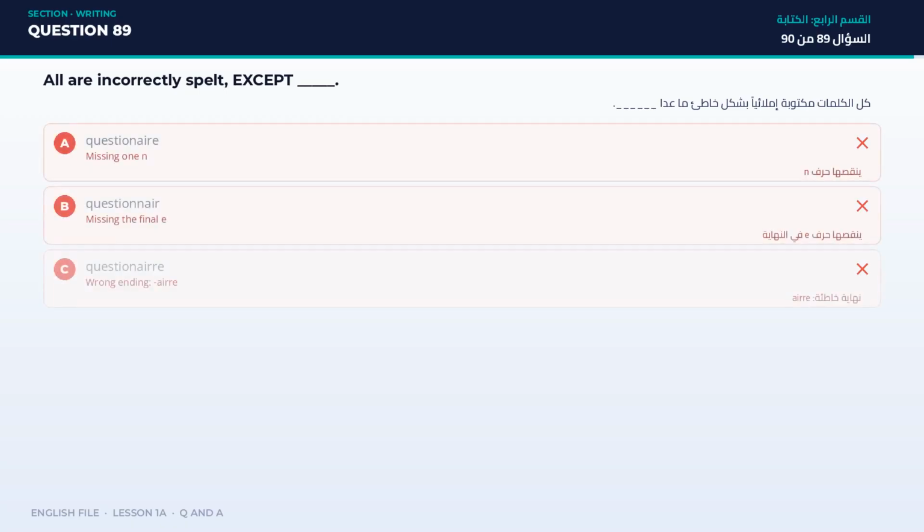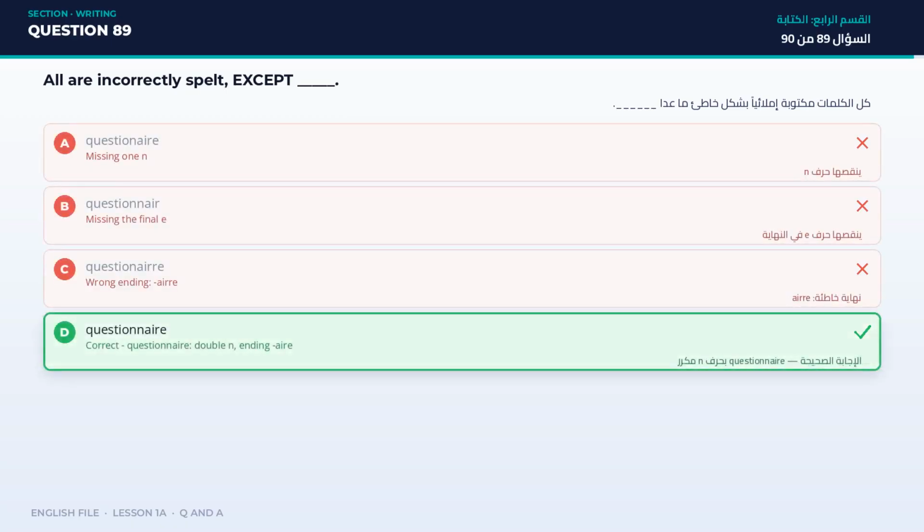Question 89. The answer is D, questionnaire. Questionnaire, double N, ending AIRE. Not A, missing one N. B, missing the final E.